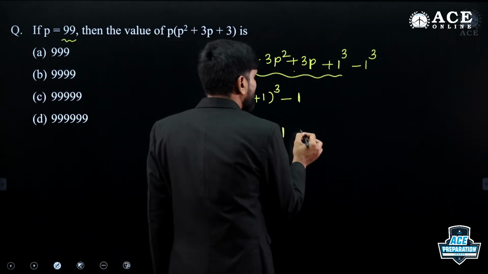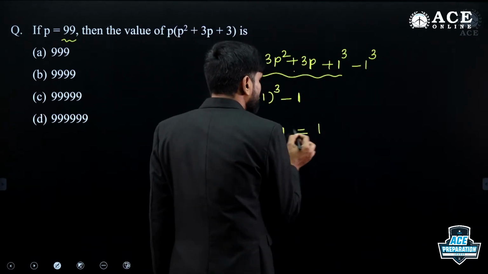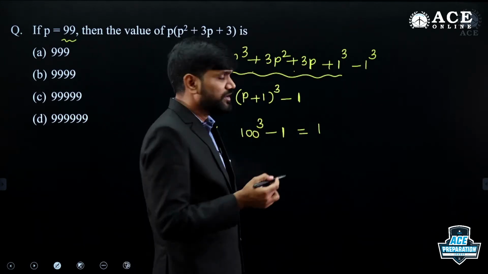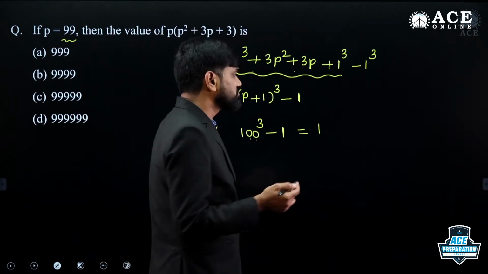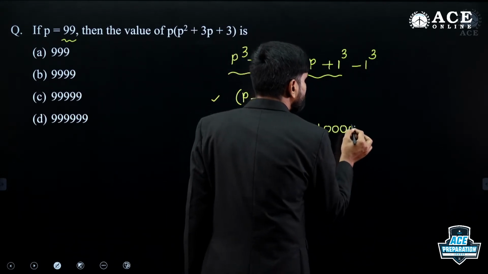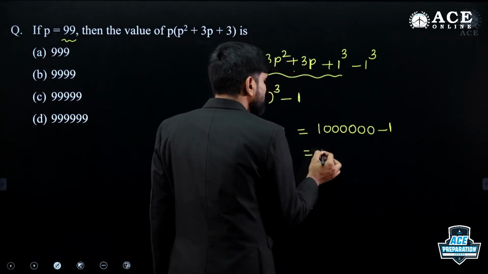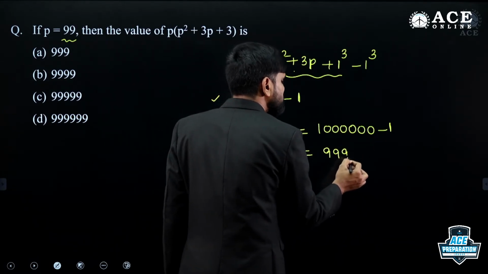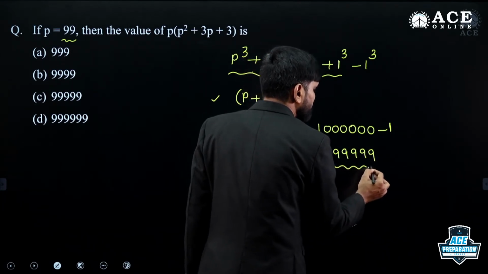100 cube is nothing but, when cubing a number ending with zeros, for every 0 you get 3 zeros in the cube. If there is 1 zero, the cube gives you 3 zeros. If there are 2 zeros, you get 6 zeros. That's why it will be 1 followed by 6 zeros, minus 1. This is a 7-digit number, and minus 1 will give you all 9s. How many 9s will I get? 6 nines.